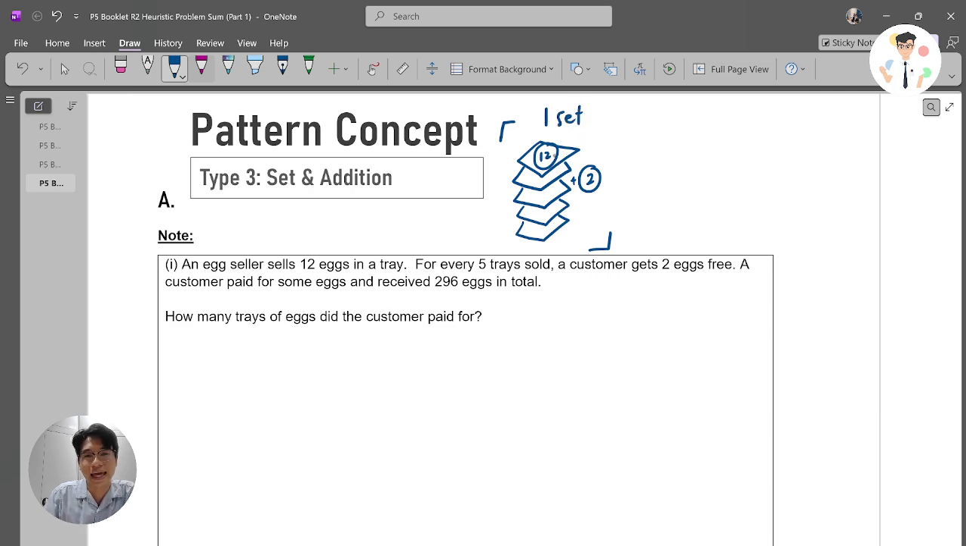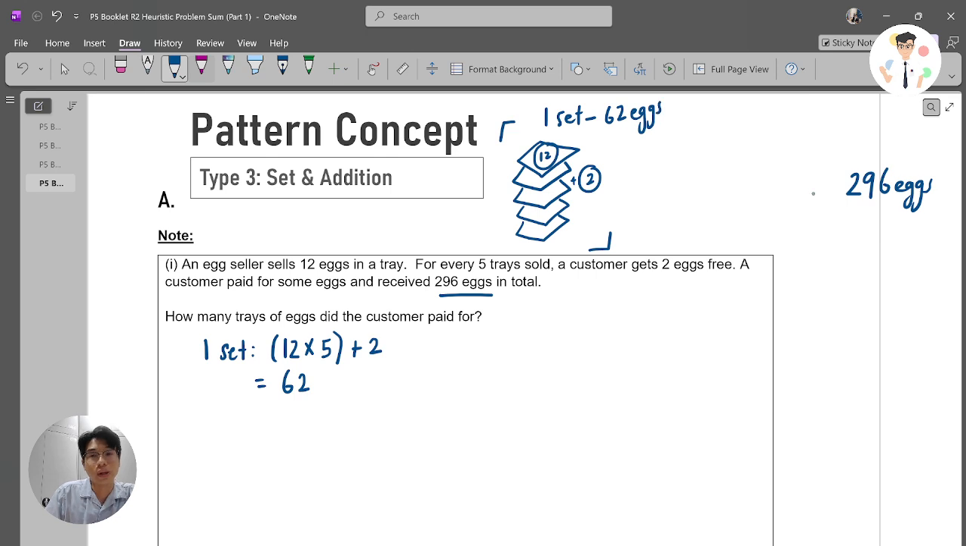Now, can you tell me how many eggs we have in one set? One set has 12 eggs in each tray, and I have 5 trays sold. For every 5 trays sold, I get an additional 2 eggs. So you will actually get 62. So in one set, I have 62 eggs. And a customer pays for some eggs and receives 296 eggs in total. So I don't know how many sets I have, but at the end I have 296 eggs.